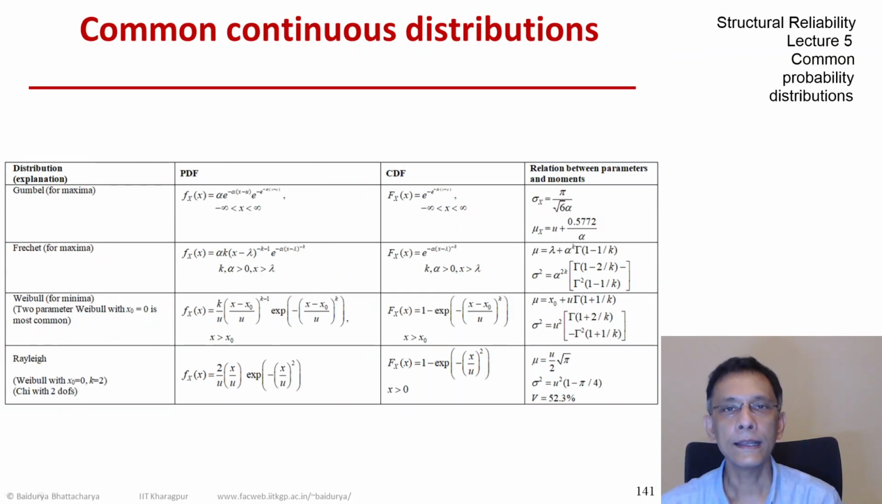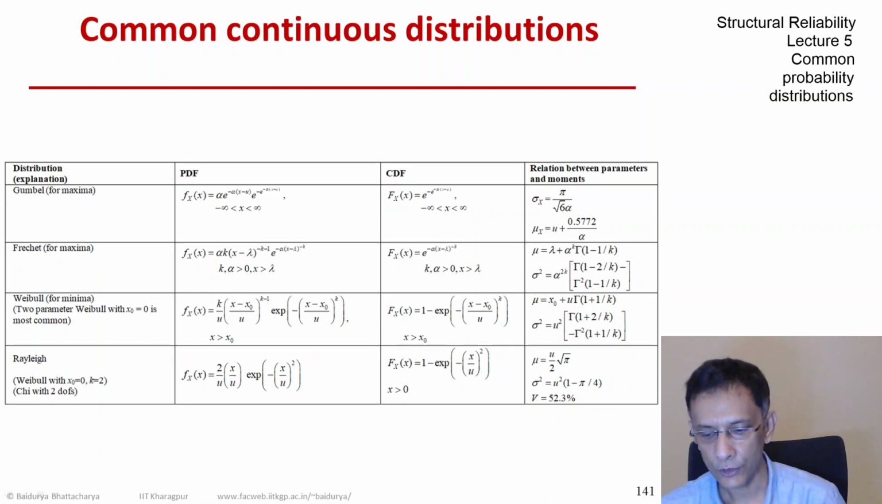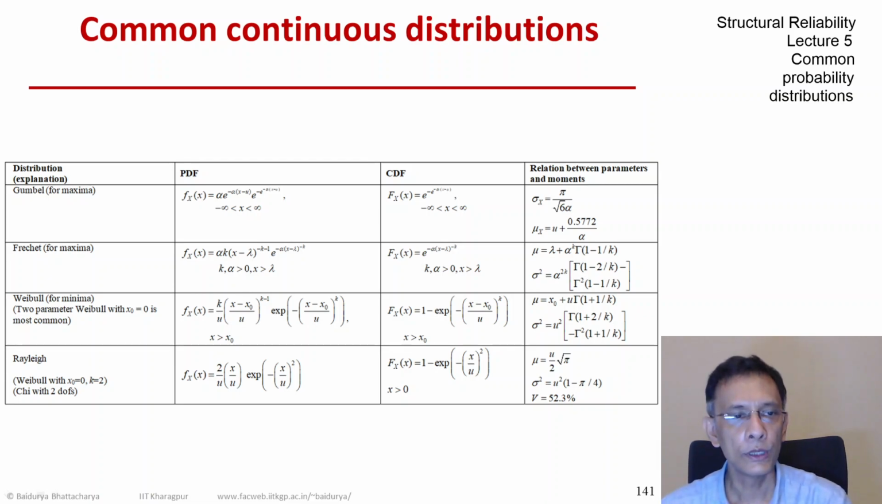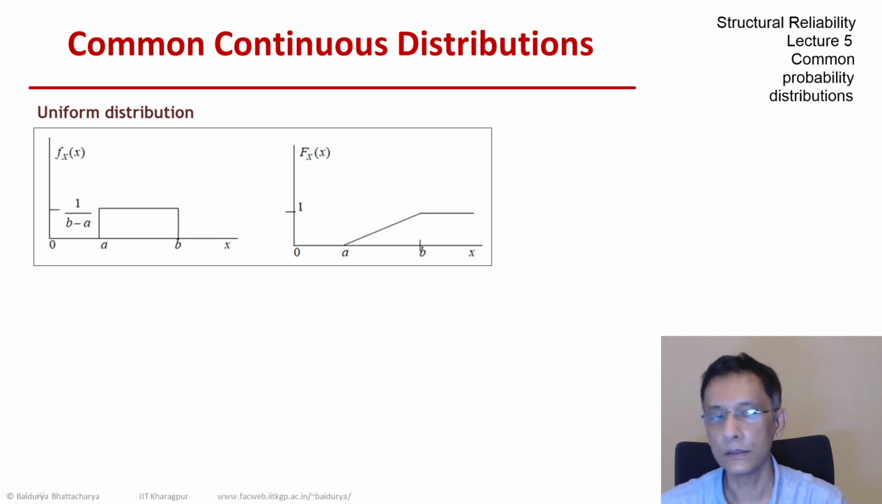And finally, in the extreme value family, we are going to discuss how the Gumbel, the Frechet, and the Weibull distributions arise. So let's start with the uniform as we did in the discrete case.